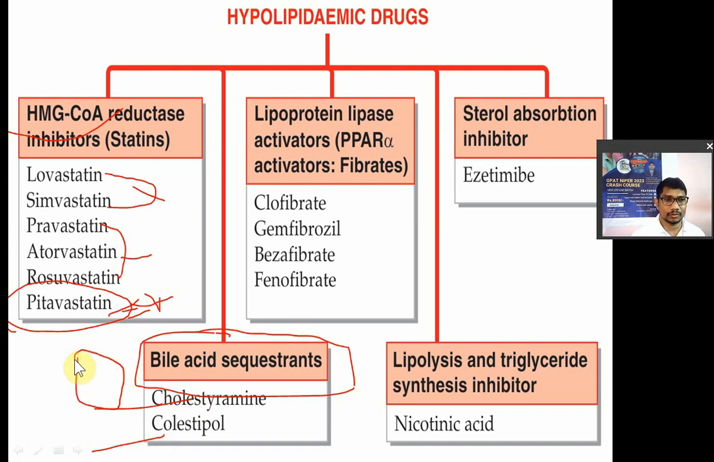Sodium taurocholate, the sodium bile acid, is what allows lipid absorption, and cholestyramine and colestipol are the drugs that prevent that. So they are the bile acid sequestrants. They prevent the active reabsorption of bile, and that's why bile along with the fatty acids will be removed in the feces. So they will have diarrhea as an adverse effect.